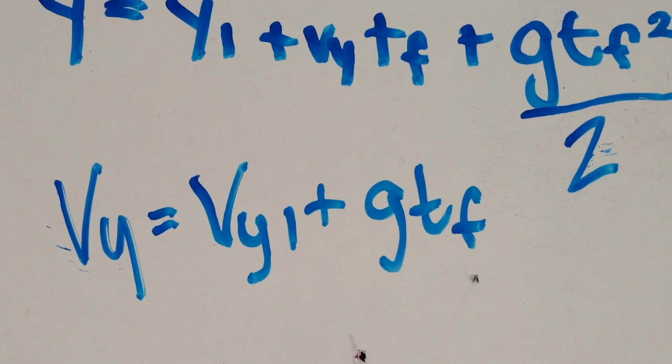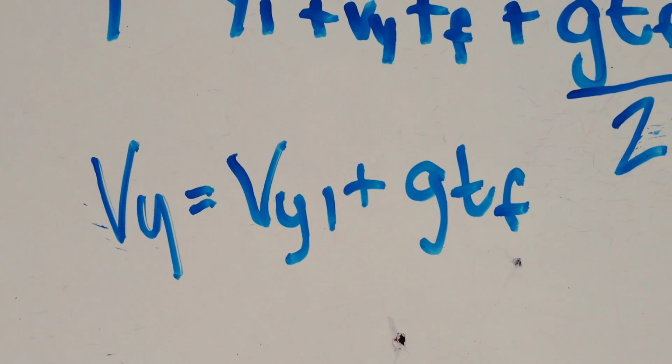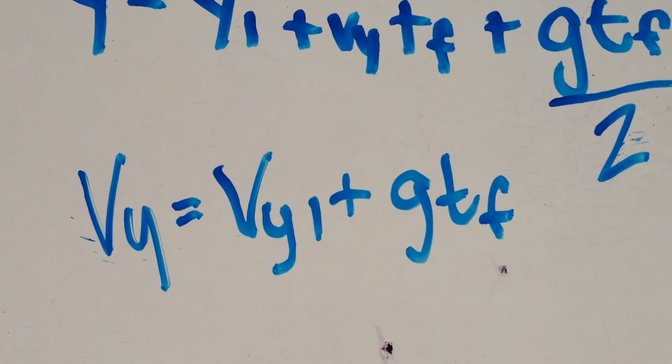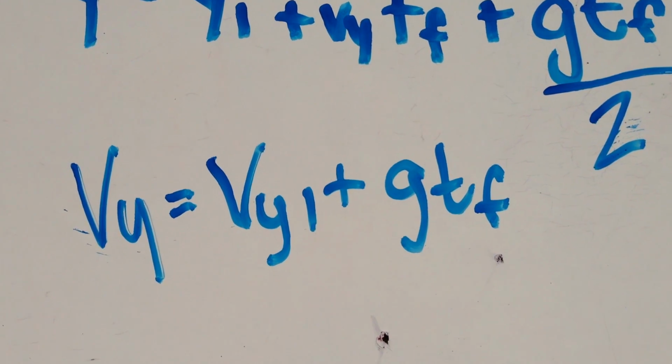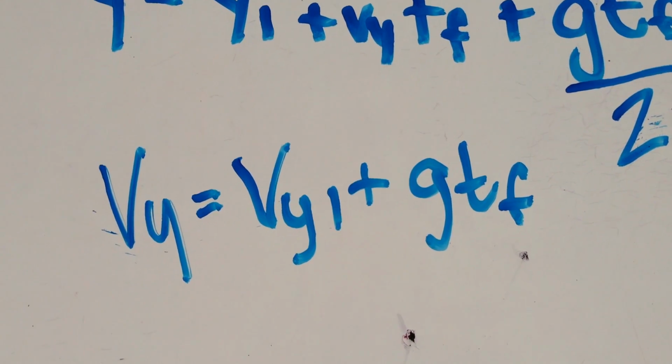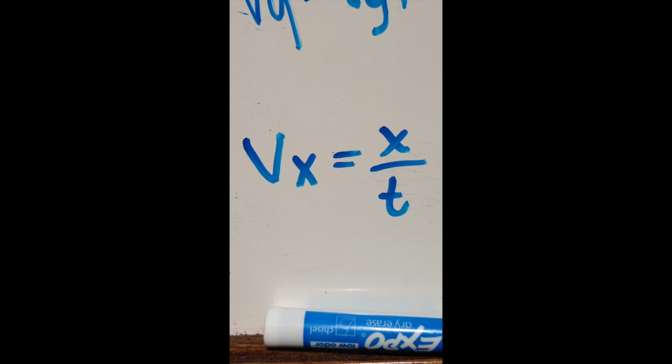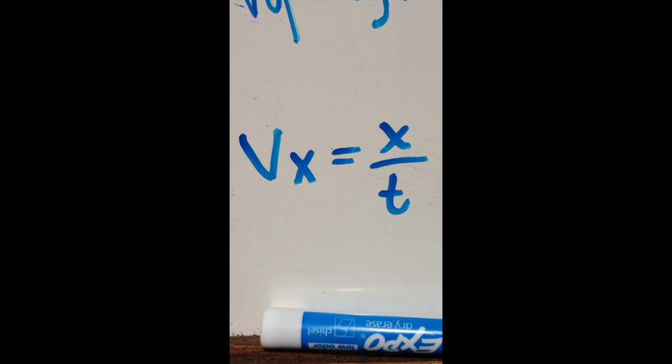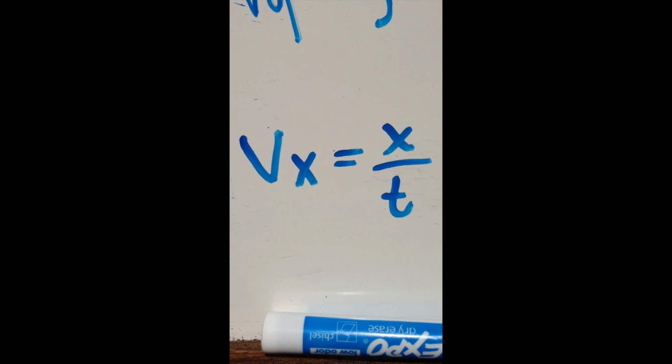Our third equation is the velocity in y direction equals velocity in y direction initially plus gravity, 9.8 meters per second squared, times final time. Our last equation is velocity in x direction equals x direction over time.